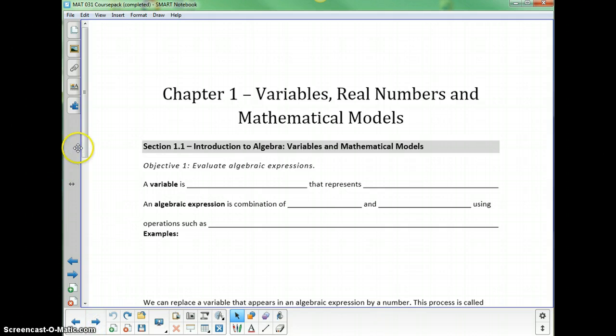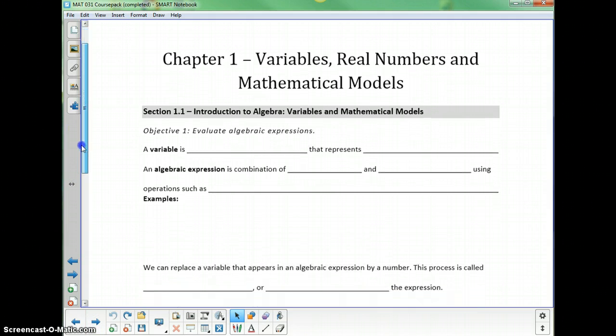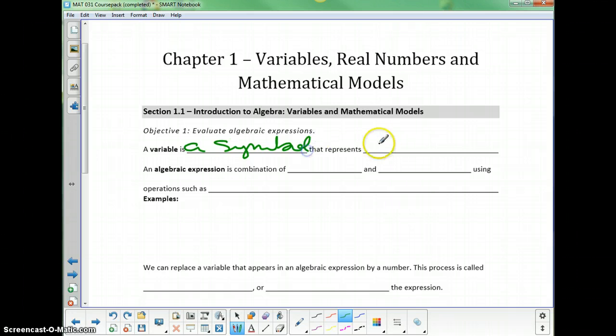So on to the first chapter. Chapter 1 is titled Variables, Real Numbers, Mathematical Models, and we're on the first section introducing algebra with variables and mathematical models. Okay, so our first objective here is to evaluate an algebraic expression, and our definition right here is a variable is a symbol that represents an unknown number.